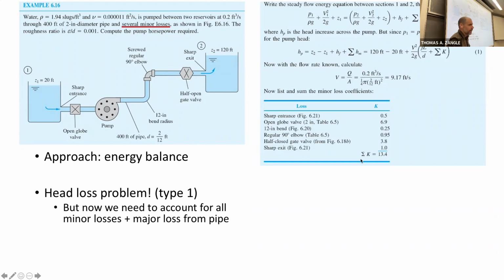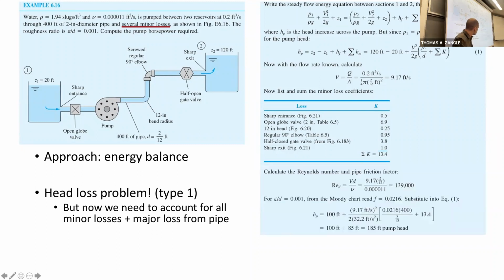Okay, so we sum up all of our minor losses. Calculate our Reynolds number, 139,000. So are we laminar, transitional, turbulent? Turbulent, definitely turbulent. So epsilon over D is 0.001, so we're going to get a friction factor of 0.0216. And therefore we can plug in here and find that our head developed by the pump is 100 feet to overcome the gravitational potential energy, plus 85 feet to overcome the frictional losses. So we get 185 feet of pump head required.